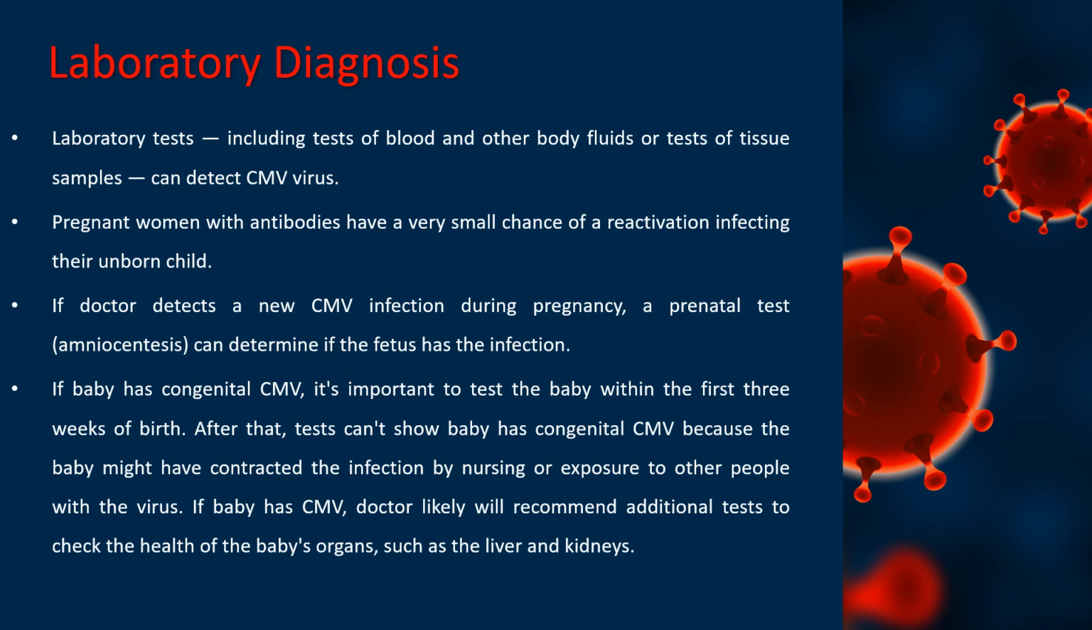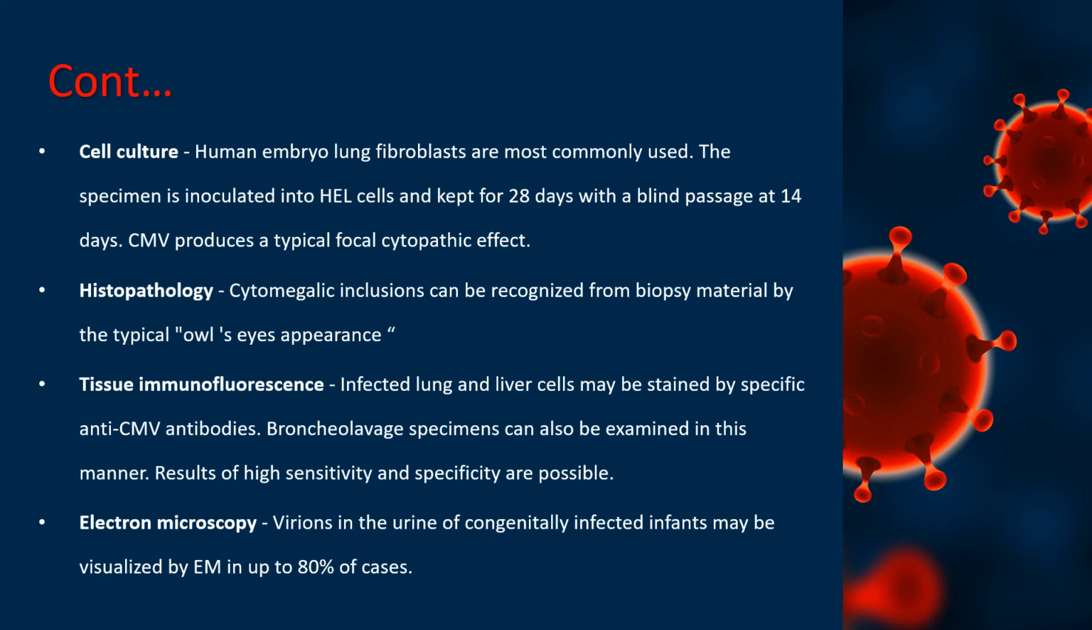If the baby has congenital CMV, it is important to test the baby within the first 3 weeks of birth. After that, the test can't show whether the baby has congenital CMV, because the baby might have contracted the infection by nursing or exposure to other people with the virus. If the baby has CMV, the doctor will likely recommend additional tests to check the health of the baby's organs, such as the liver and kidneys.